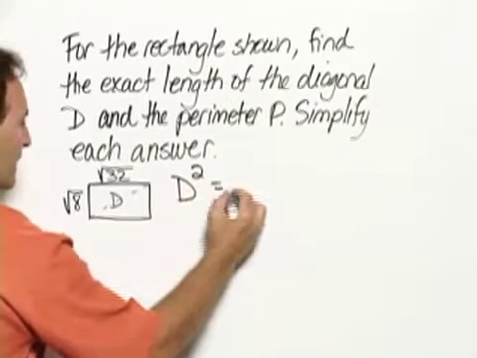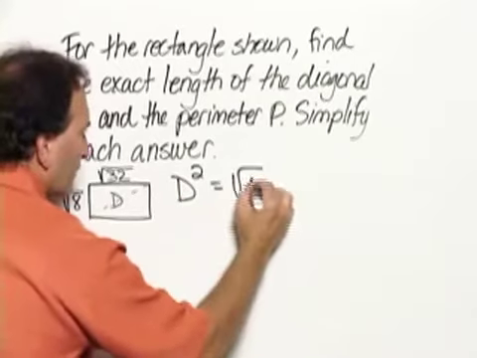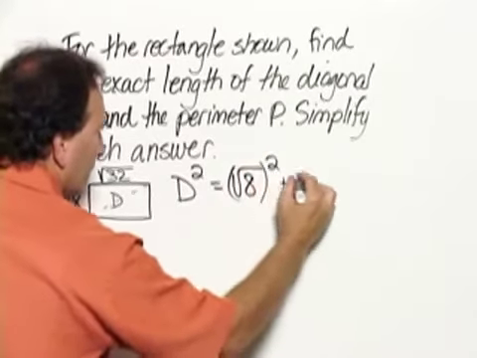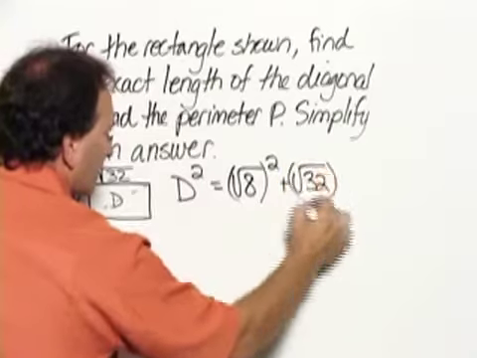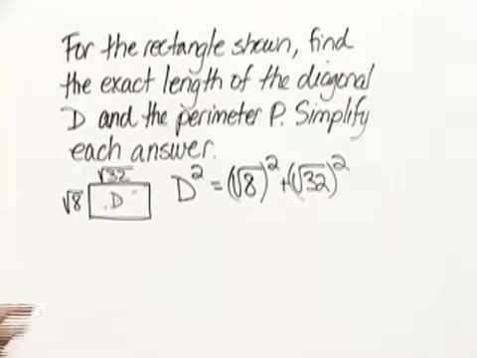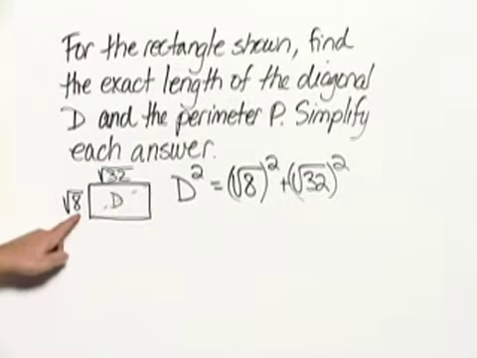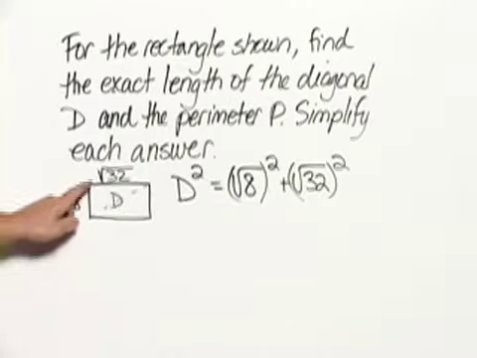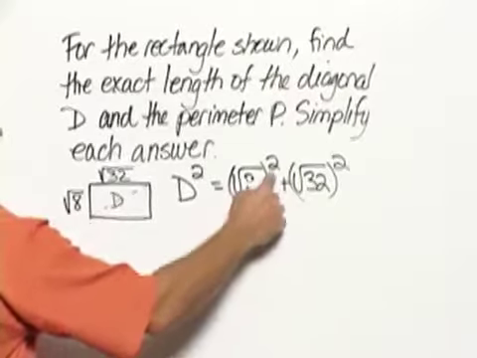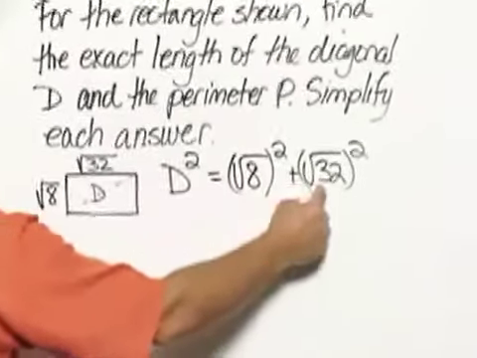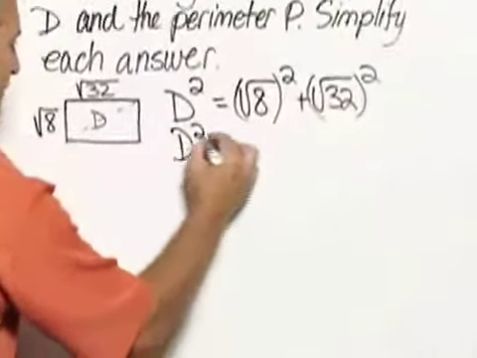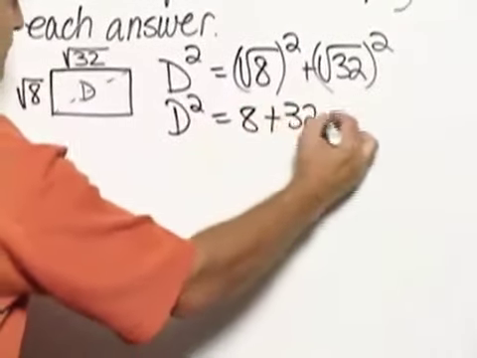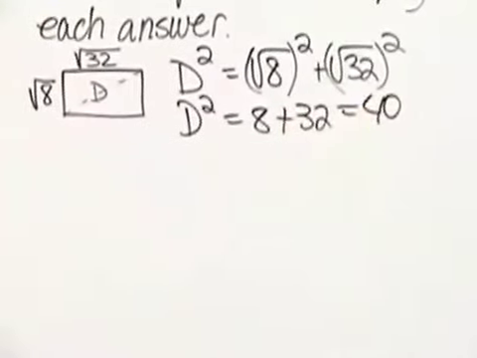squared is equal to the square root of 8 squared plus the square root of 32 squared. And that's because, of course, this is a right triangle, and we're using the Pythagorean theorem to say that the hypotenuse squared is equal to the sum of the squares of the two legs. Well, now, the square root of 8 squared is 8, and the square root of 32 squared is 32, so D squared equals 8 plus 32, or in other words, 40.